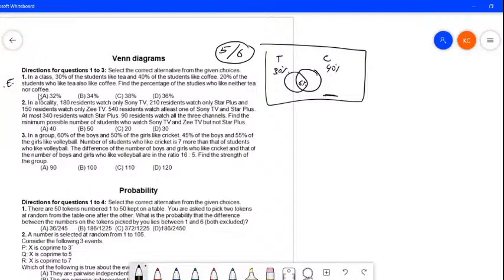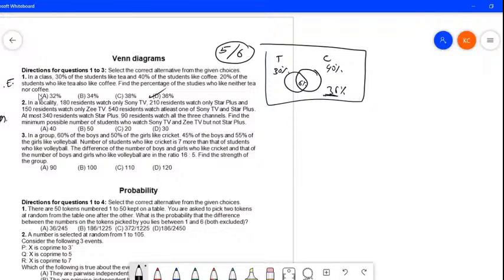So 30 plus 40 is 70, minus 4 is 64. So the outer one is 36. It's a fairly straightforward question, easy. Question number 2. This I'll suggest is a moderate level question because there are 3 sets and it's a bit not straightforward.